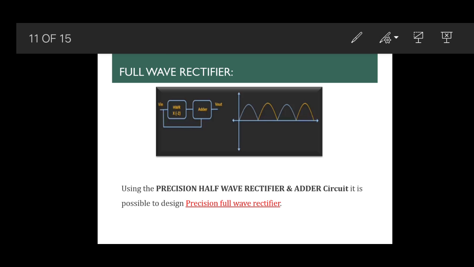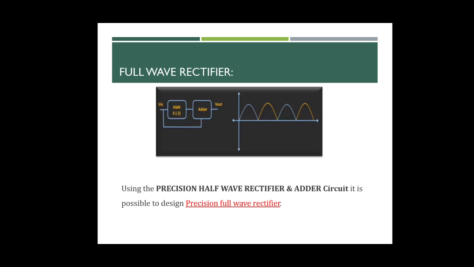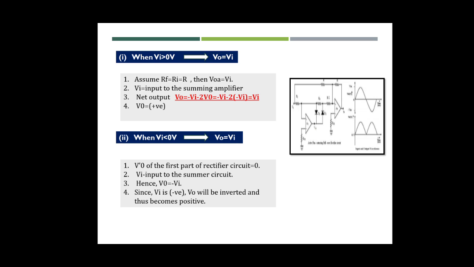The next slide is about the full-wave rectifier. Using the precision half-wave rectifier and the adder circuit, it is possible to design the precision full-wave rectifier, and its picture is depicted. By referring to this diagram, the first part is a half-wave rectifier circuit and the second part is an inverting amplifier.